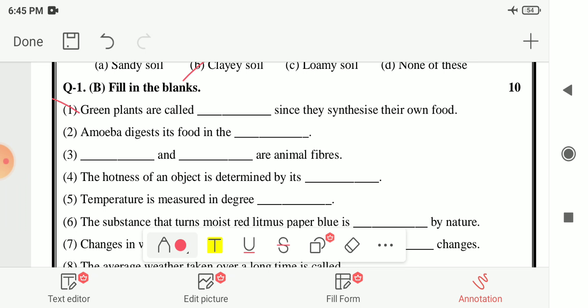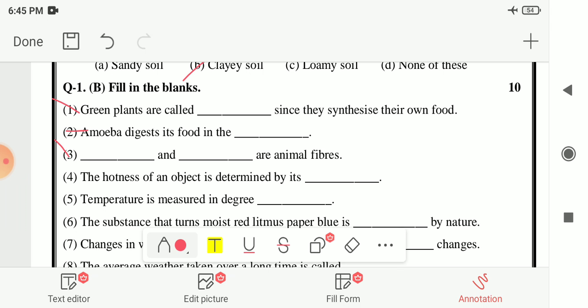In that first one is, green plants are called blank since they synthesize their own food. So they are known as the autotrophs as they make their own food. Next is, amoeba digests its food in the blank. So amoeba digests its food in the food vacuoles. So your answer is food vacuole.